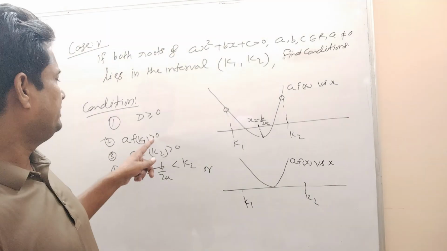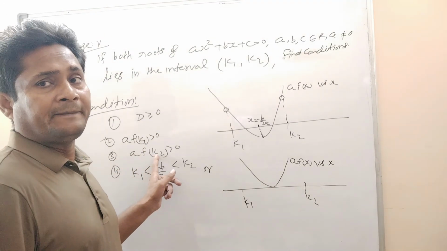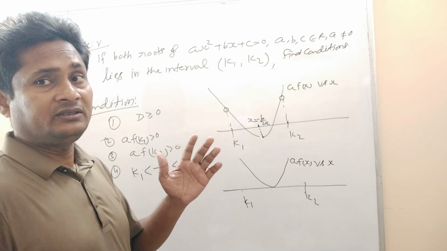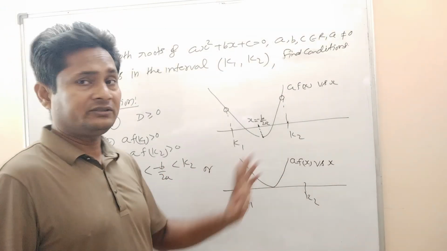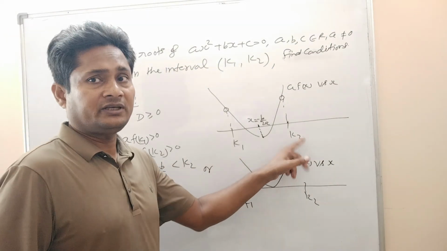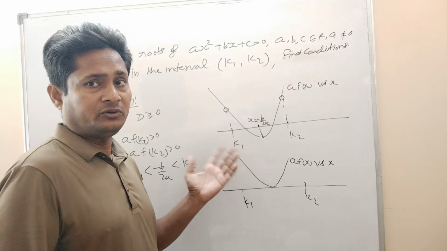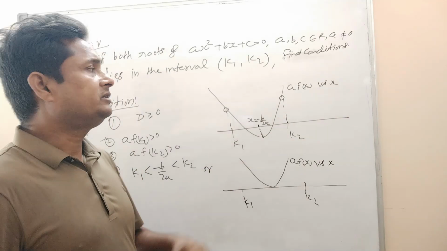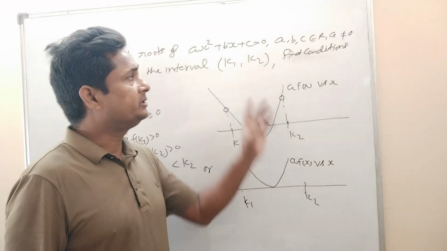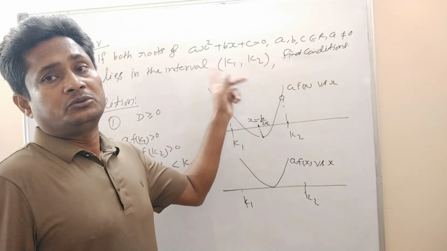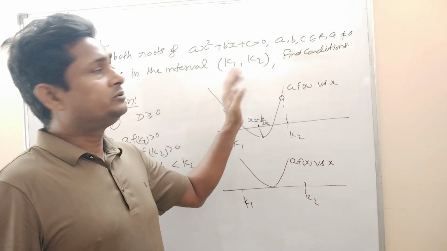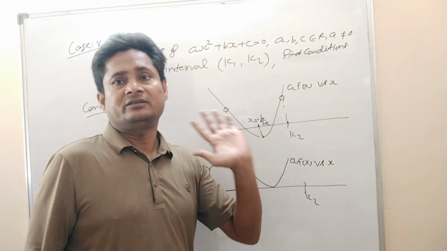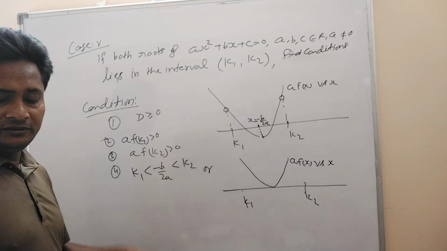If we apply the second and third conditions, that means A f(K1) positive and A f(K2) positive, then in this case there is no restriction that K1 is less than K2. K1 may be this side or K2 may be this side. In both cases, A f(K1) and A f(K2) will be positive, but we want K1 this side and K2 this side, because here it is given that the roots must lie between K1 and K2. K1 is smaller than K2, so K1 should be this side and K2 should be this side. So these are the four cases.